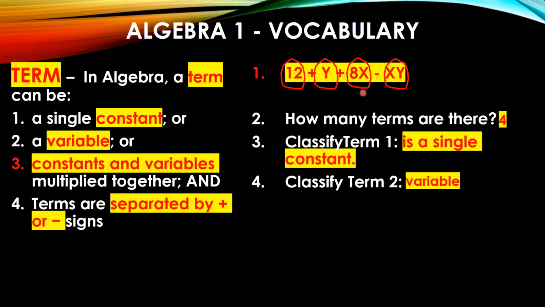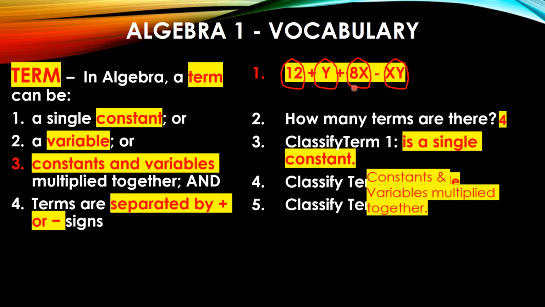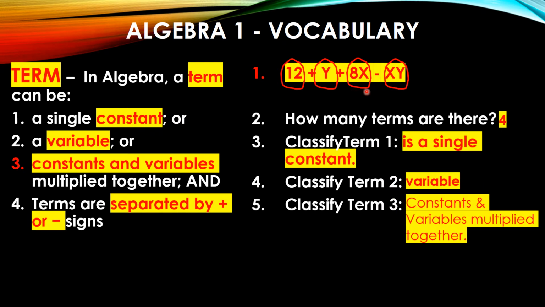Okay, term number 3 is 8x. So notice this time I have a constant which is 8 and I have a variable which is x. So what I have is constants, which is 8, and variables, which is x, and they're being multiplied together. So 8x means 8 times x. Notice that 8 is a constant, but it's also a coefficient because coefficients are the constant in front of a variable. That 8 is a constant, the x is a variable, therefore 8 is a coefficient.